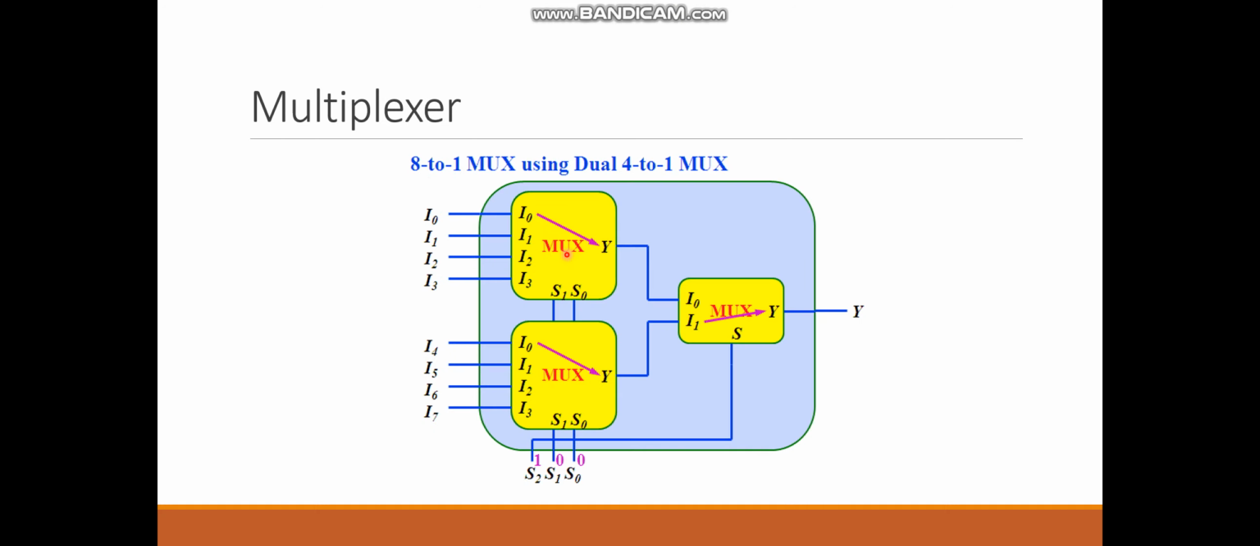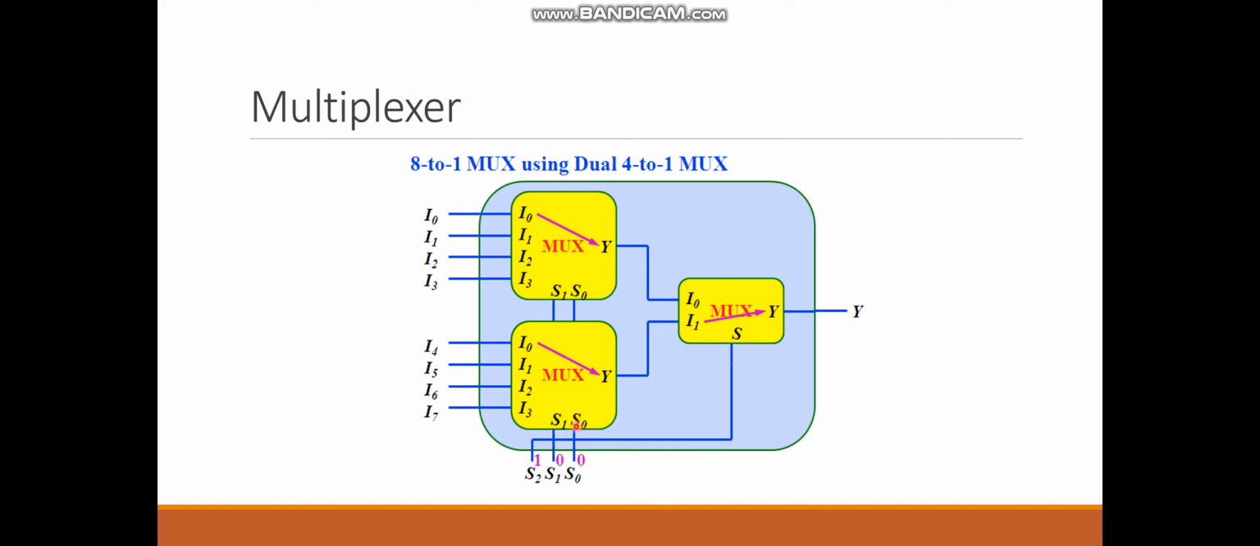So in this example, we will learn how to make an 8 to 1 multiplexer using other multiplexers. For example, we have this multiplexer which is 4 to 1, and this is 4 to 1, and this is 2 to 1. So in this way, we can easily make an 8 to 1 multiplexer. So we are going to get two different 4 to 1 multiplexers, this one and that one. So S0, S1, S0, S1.